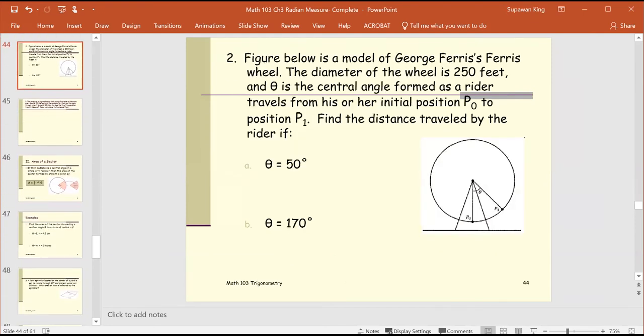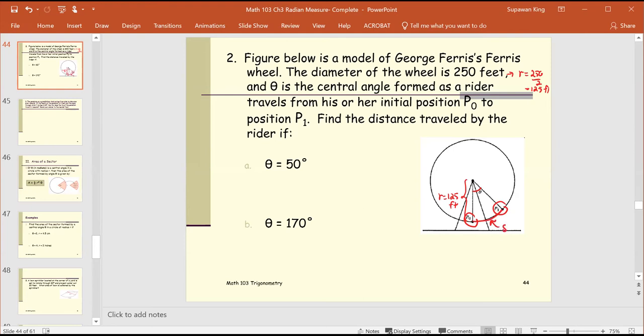Example 2. The figure below is a model of George Ferris's wheel. The diameter of the wheel is 250 feet. That means the radius is 250 divided by 2, or 125 feet. And theta is the central angle formed as a rider travels from his or her initial position P0 to the position P1. Find the distance, which is s, traveled by the rider.